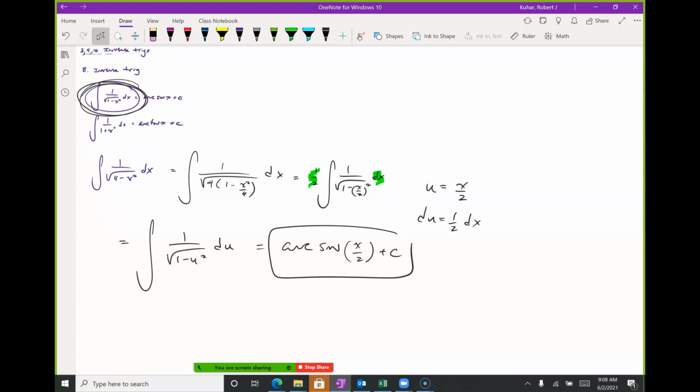So just some kind of little simple manipulation to get it back to an inverse trig, right? That's level 8. Very simple.